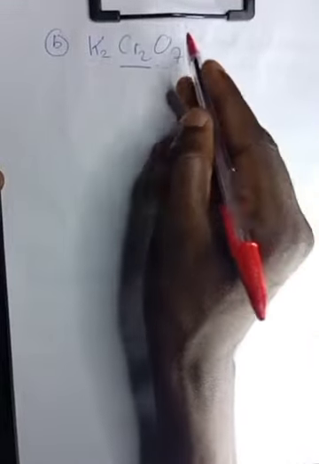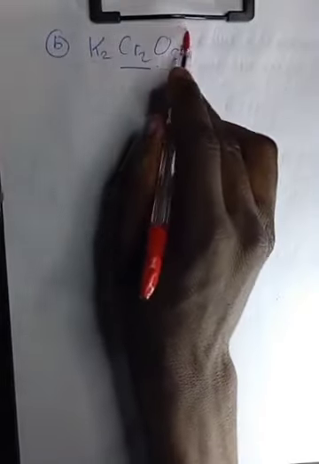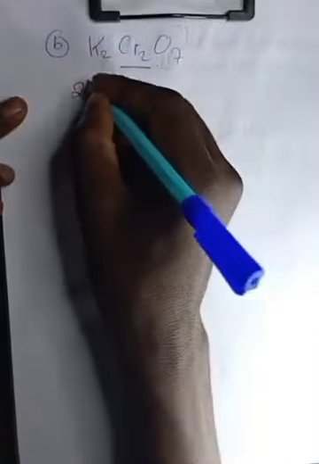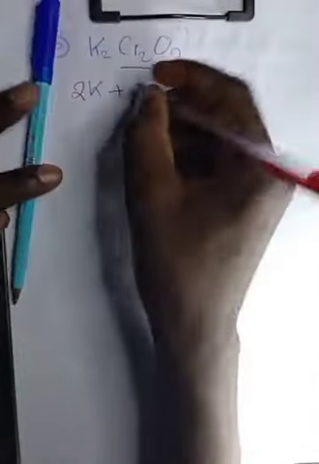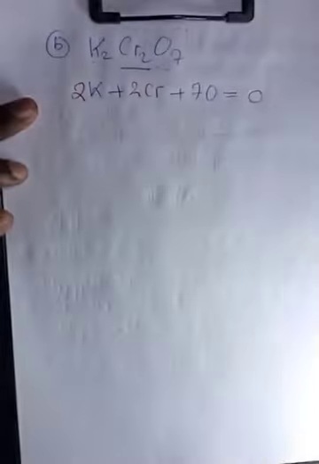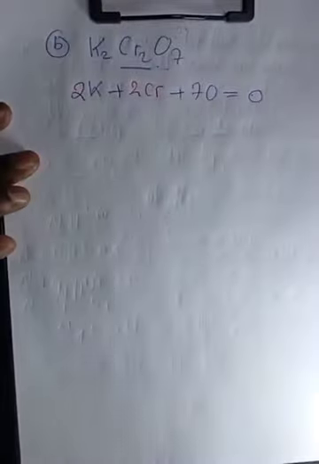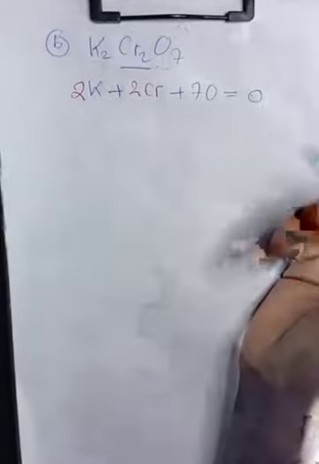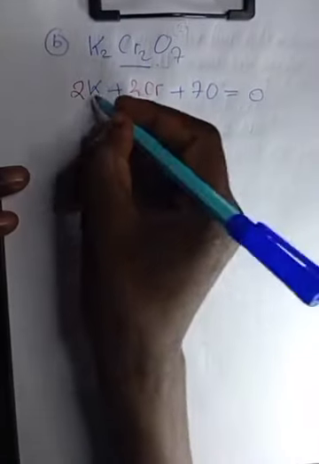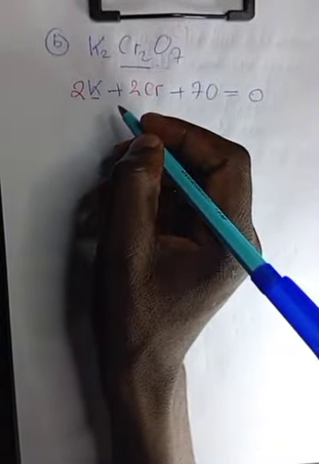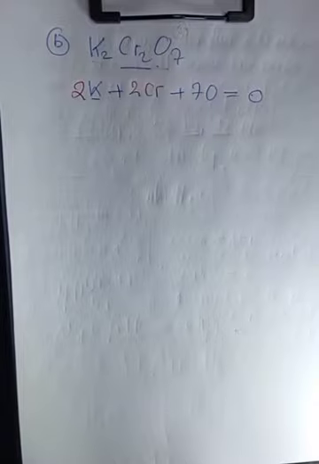But since we don't have any charge here, if we add everything here, it gives 0. So we have 2 potassium plus 2 chromium plus 7 oxygen, and the answer should be 0. In the same case where we had the x example, the answer was 3, but in this case it's a 0 overall charge. So now we have to think, what information do I have about potassium? We know potassium is a group 1 element, and when a group 1 element is present in any compound or molecule, its oxidation number is positive 1.